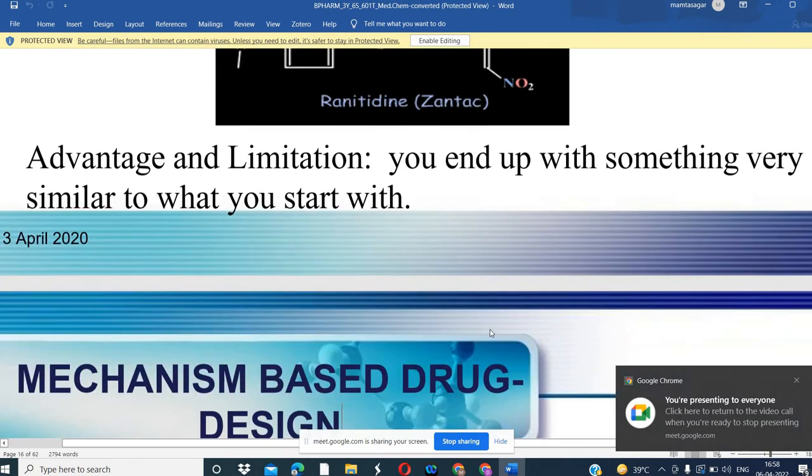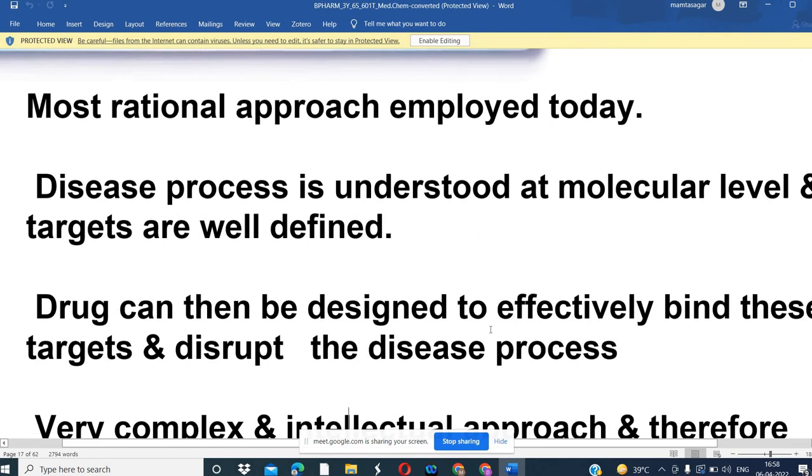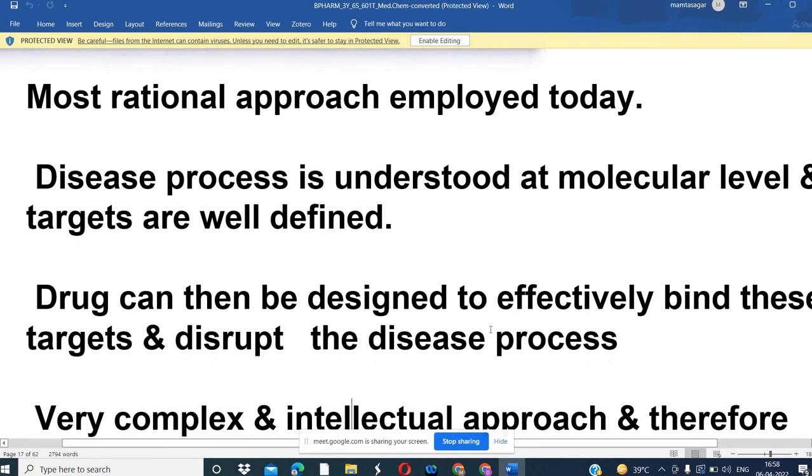Okay, so this is another topic, mechanism based drug design. This will be studied in the next term. You just inform other students also.